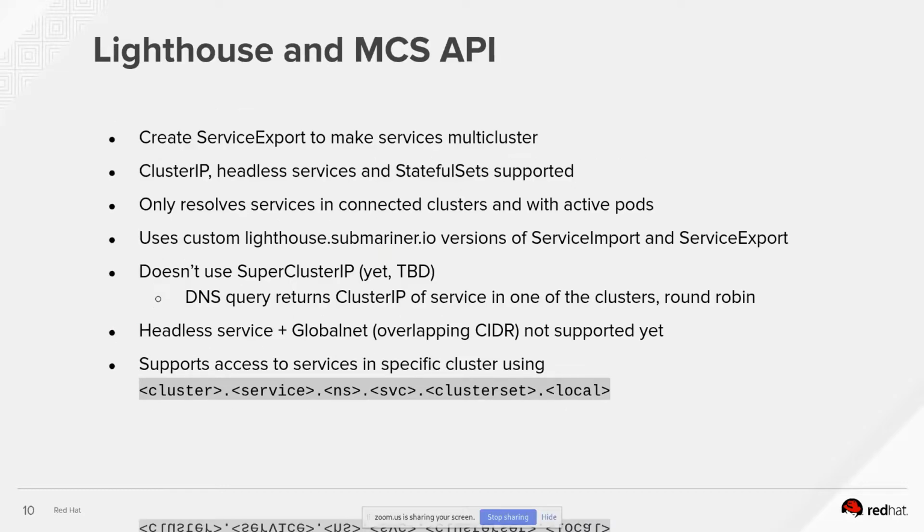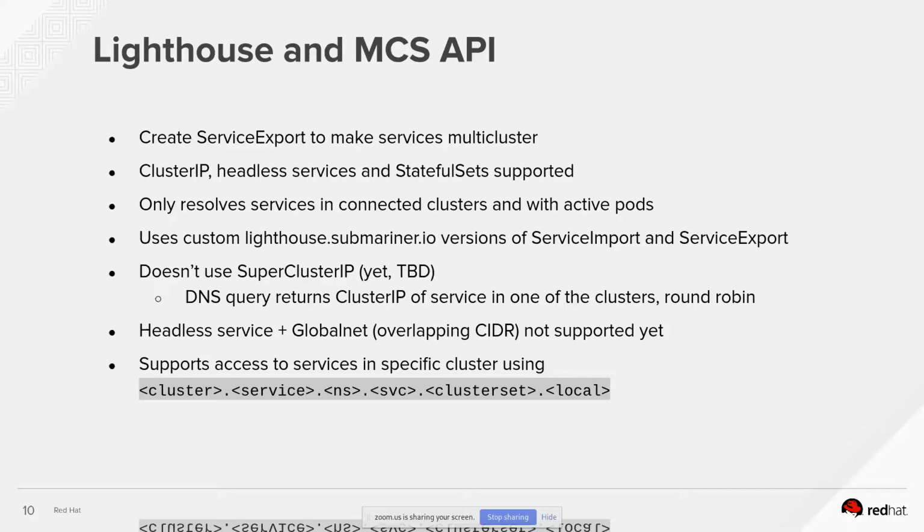So where we are in terms of implementation of the MCS API. As I showed in the demo, you create a service export to make a service multi-cluster aware. ClusterIP, headless service, and stateful sets, these are the ones I demoed right now. These are already supported and are working. And it only resolves services which are in clusters that are connected, if you have multiple clusters.